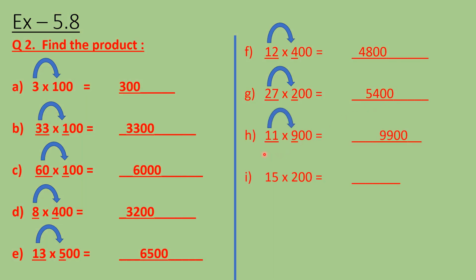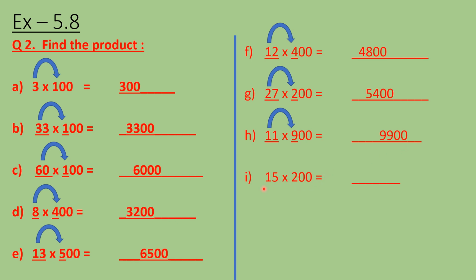Now next, 11 multiplied by 900. So you multiply 11 and this digit at the hundreds place. 11 9s are 99 and these two zeros you write. So 9900, answer.